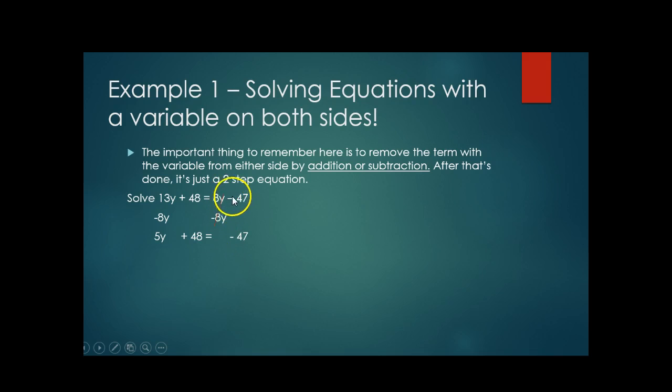Don't forget that this sign is still here. Even though it's a minus, it's the same as a negative when you have nothing left. It's basically 0 minus 47, which is negative 47. Then it's a two-step equation. We subtract 48 from both sides, cross out the 48. We have 5y equals negative 95, and then divide each side by 5, and we've got y equals negative 19. Negative 19 is the number that will allow the left side to be equal to the right side.